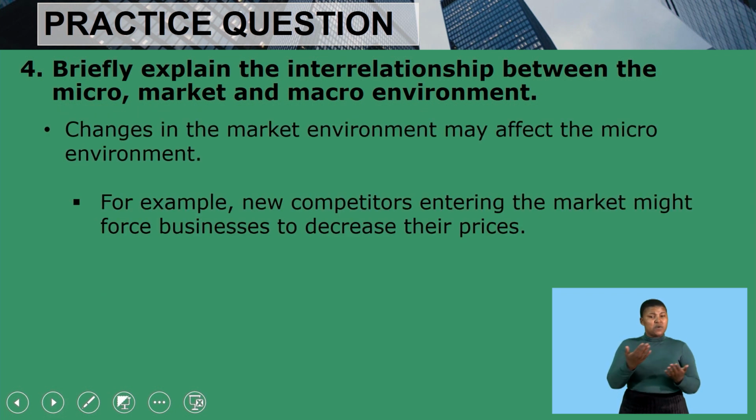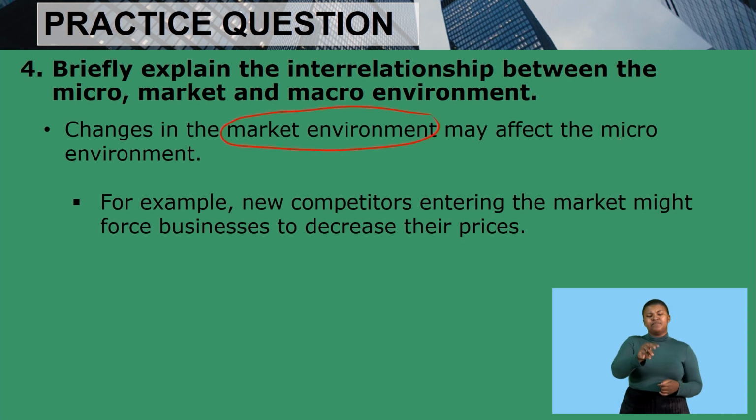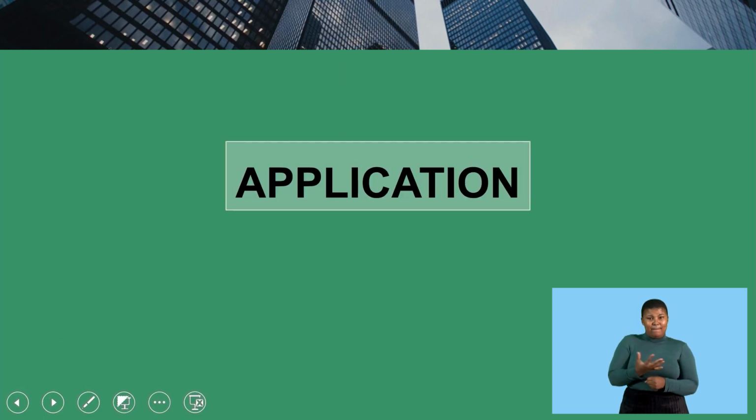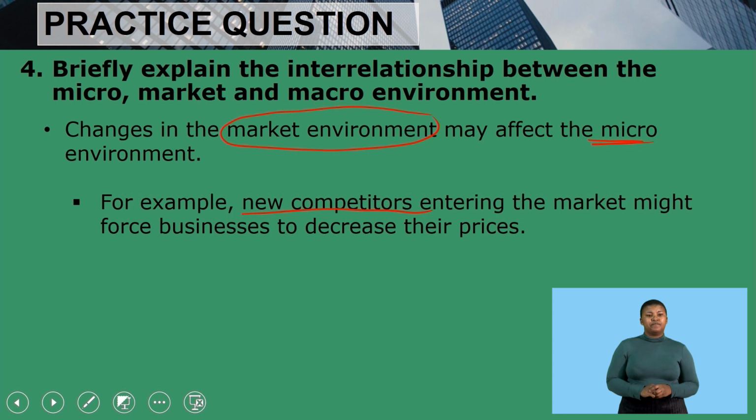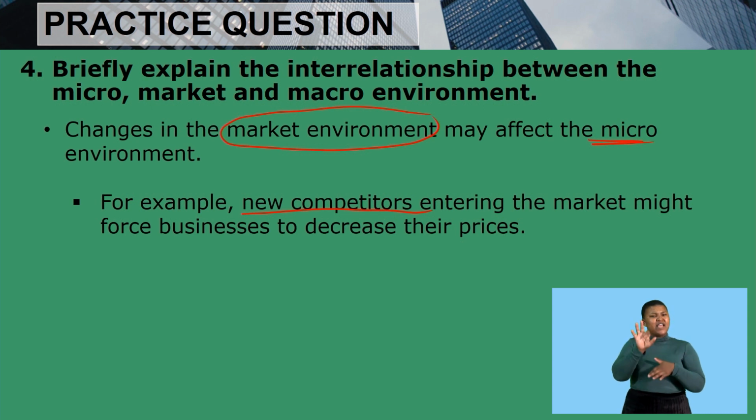All right, we can also explain it like this. Changes in the market environment may affect the microenvironment. And again, we are going to use an example. So here we are going to focus on new competitors. If there's a new competitor entering the market, it might force the business to decrease their prices. There you have it. So we have discussed the interrelationship between the micro, the market, and the macro environment. And as I said earlier, the easiest way to do this is by using an example.